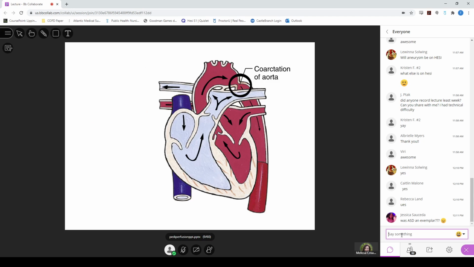Then you have your coarc. So a coarc is an obstruction. It's the obstruction of blood flow from the ventricles. It's a narrowing that's in the aorta there. You can see it kind of goes in. The most common sites are the aortic valve and near the ductus arteriosus, which is by the PDA.